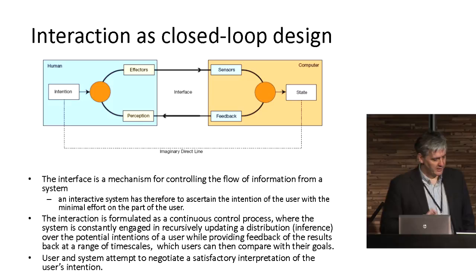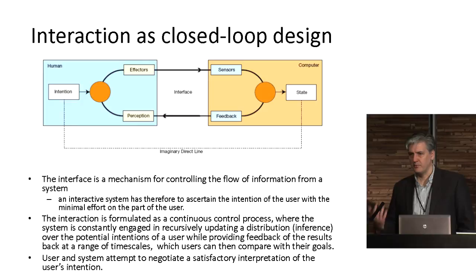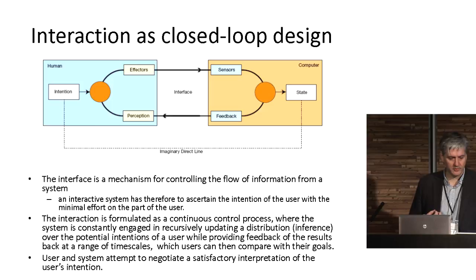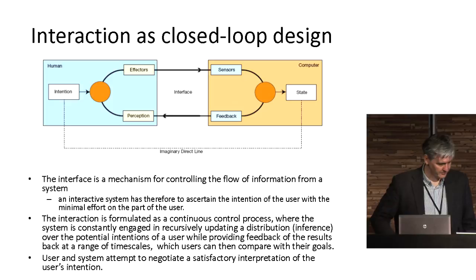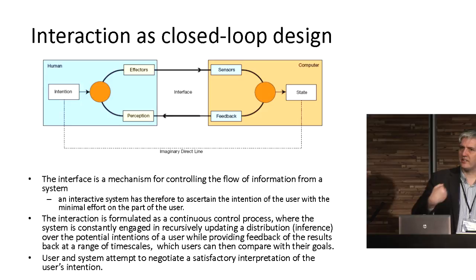But anyway, if you think about the task of the interface being controlling the flow of information between the user and the computer, the system has the intention of ascertaining the user's intention with a minimal amount of effort on the part of the user, so as few bits as possible are needed for the system to learn what the user wants. And we've set this up as a continuous control process. You're recursively updating belief states about the intention and providing feedback about the state you're in, understanding their intention.